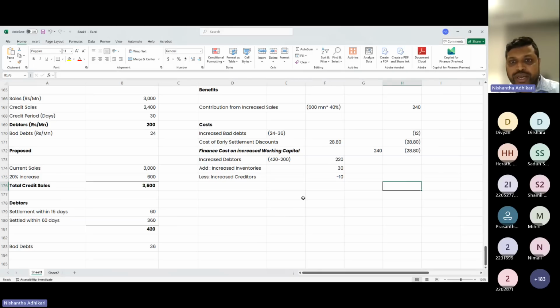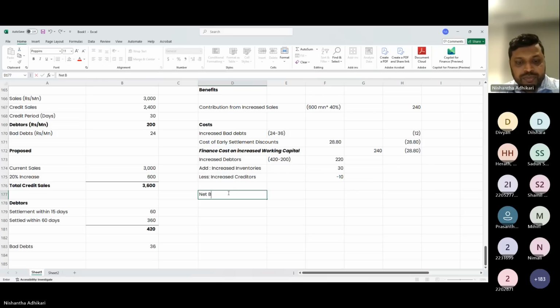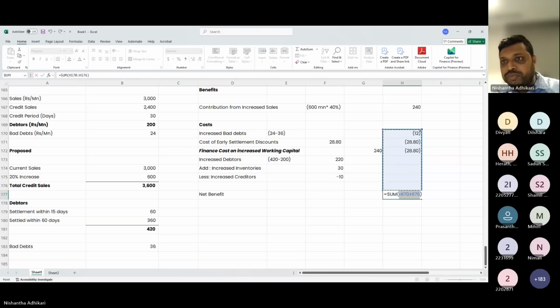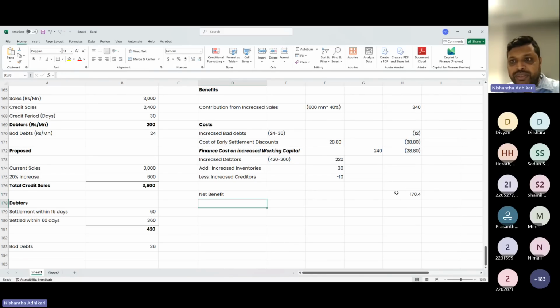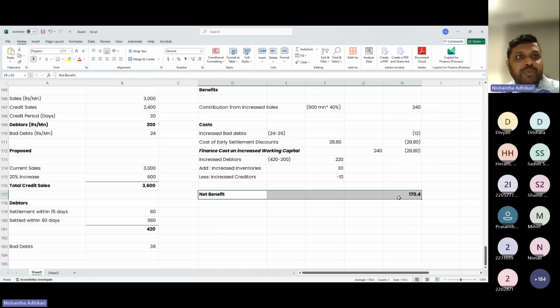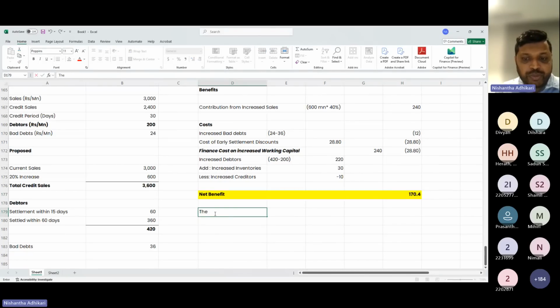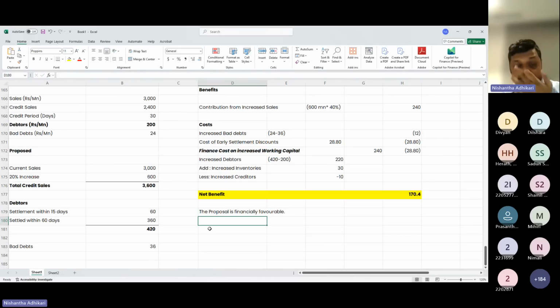Right. Then you can take the net benefit. Net benefit is 170.4 million. Therefore, you will agree with the proposal. You can say the proposal is financially favorable. The proposal is financially favorable. Then you will give okay to the proposal. You can say like that.